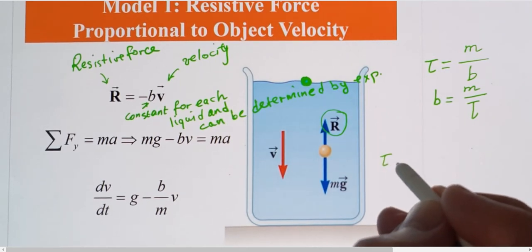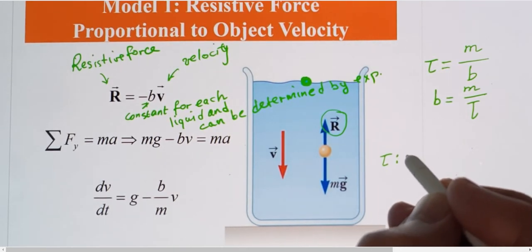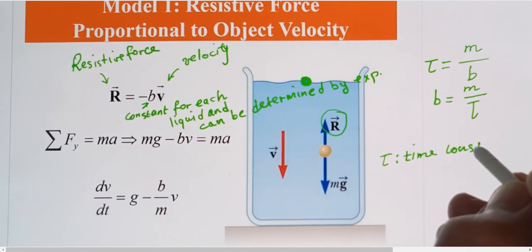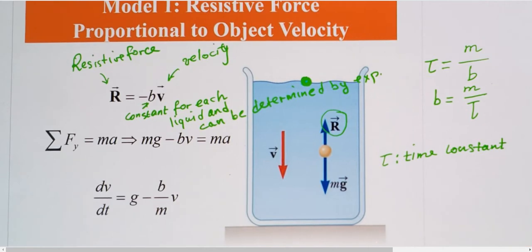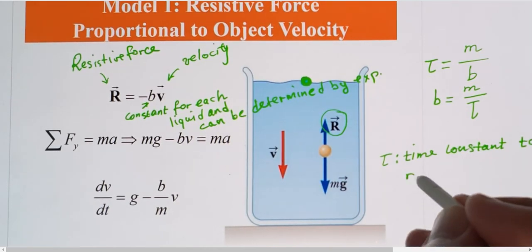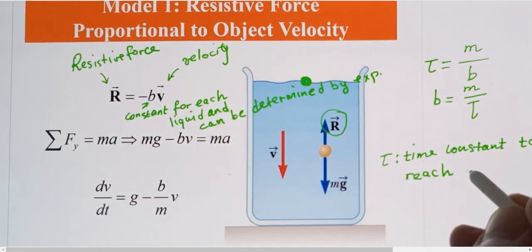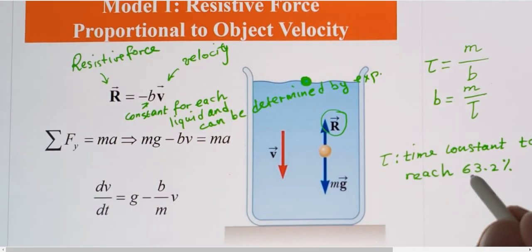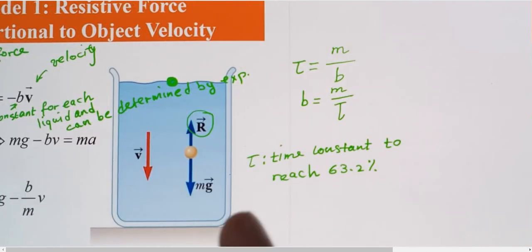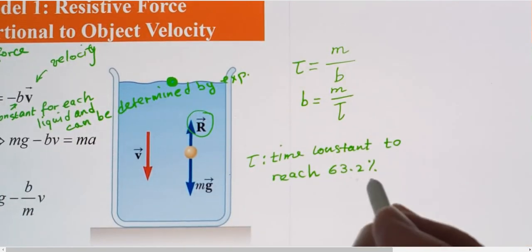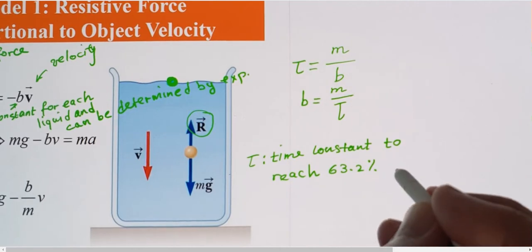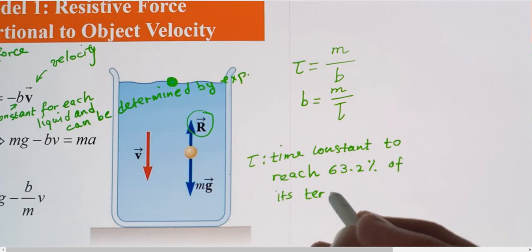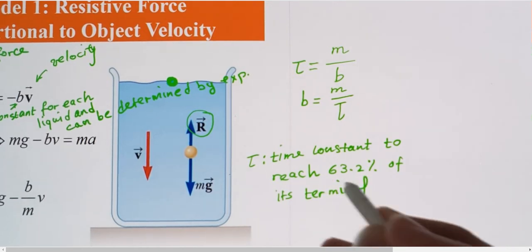Tau we define as the time constant to reach 63.2%, and we will explain it in a moment. Why 63.2? Of its terminal speed.